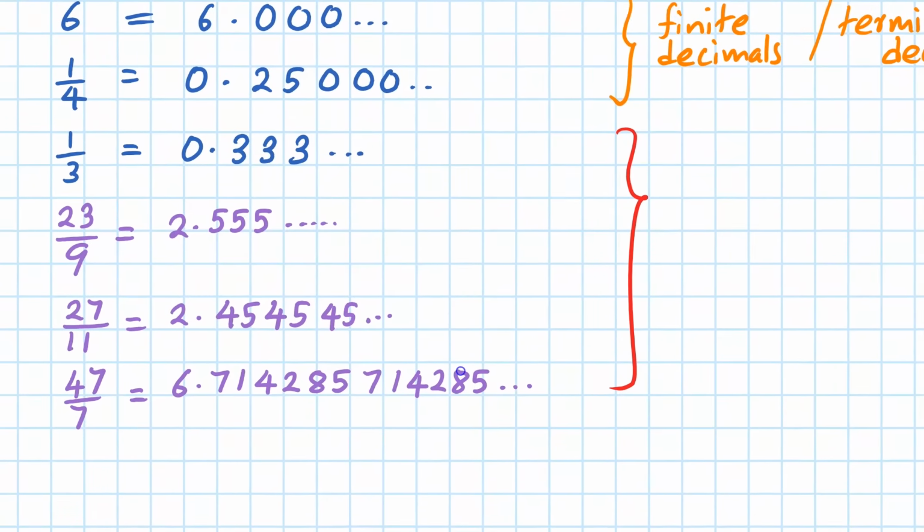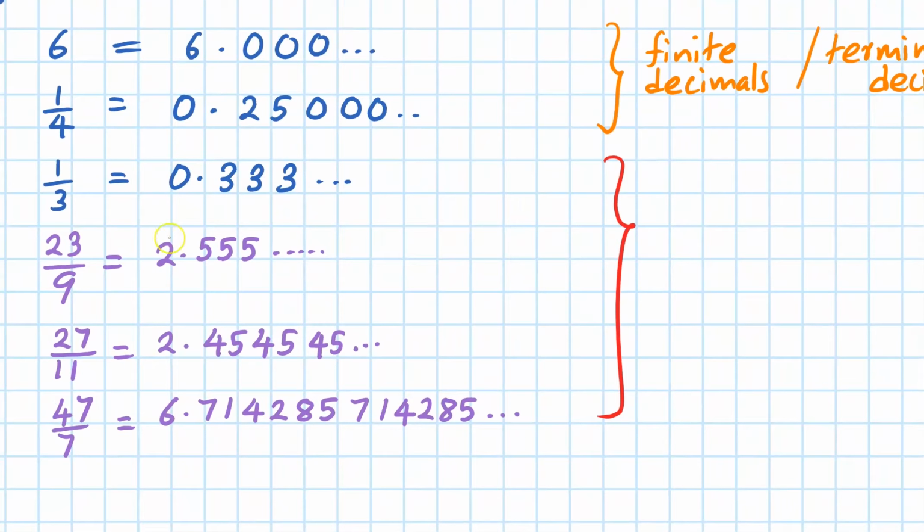Then what are these then? They reoccur. So we call them recurring decimals. Now you have a better understanding of what are finite decimals and what are recurring decimals.